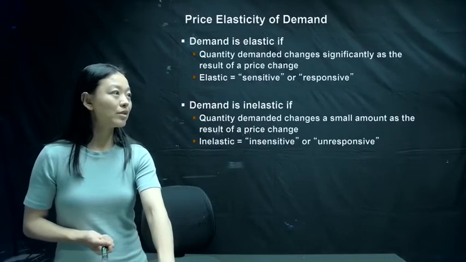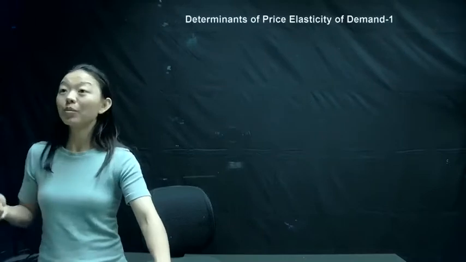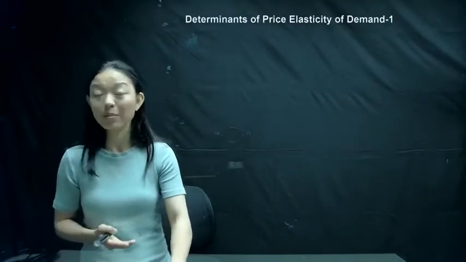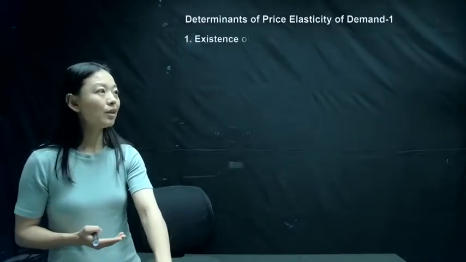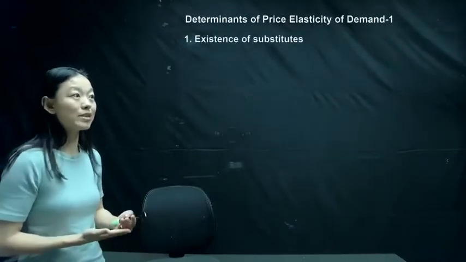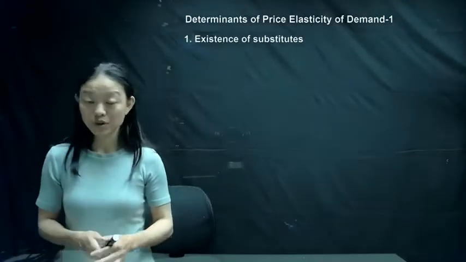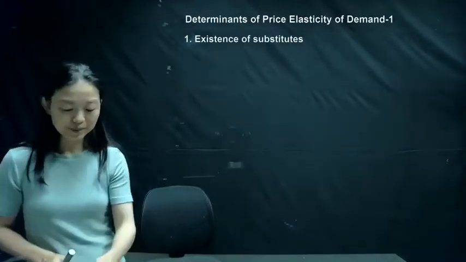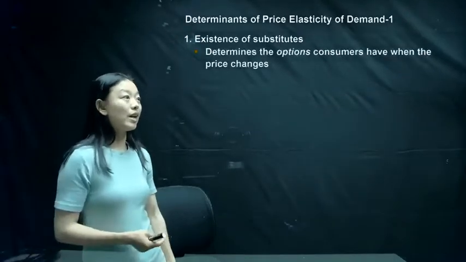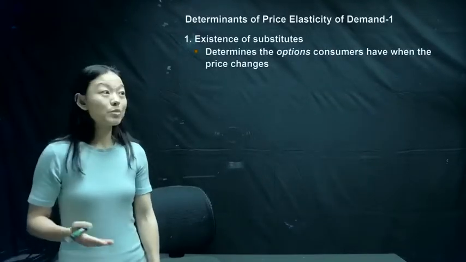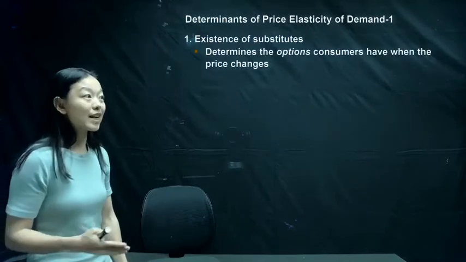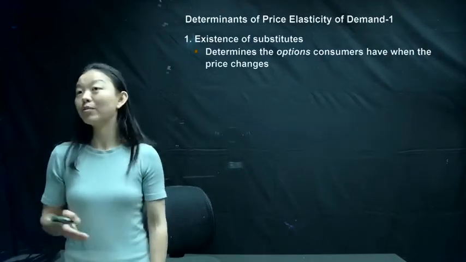Now let's talk about some determinants of price elasticity of demand. First, we would like to talk about the existence of substitutes. So, for example, the existence of substitutes determines the options that consumers can have when the price changes.